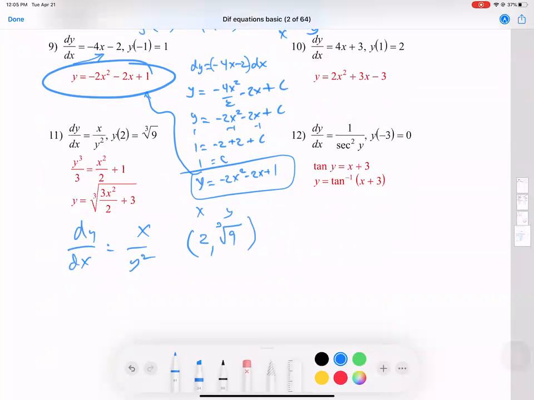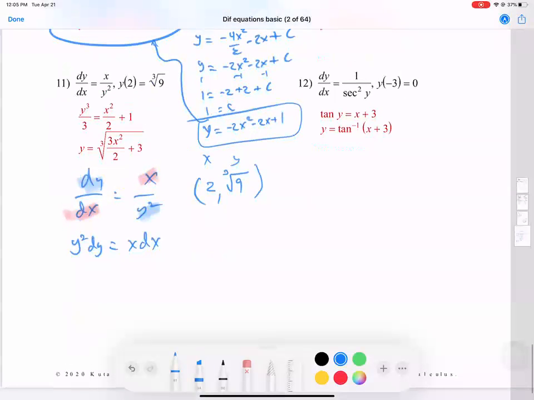So we see that in the problem, the x's and the y's are on the wrong side. So get back to where you're supposed to be. y squared over dy. It's like telling your little brother, get back to your side of the room. Now, I can take the integral of that. That's going to be power rule. So we're going to be left with y cubed over 3 equals x squared over 2 plus c.